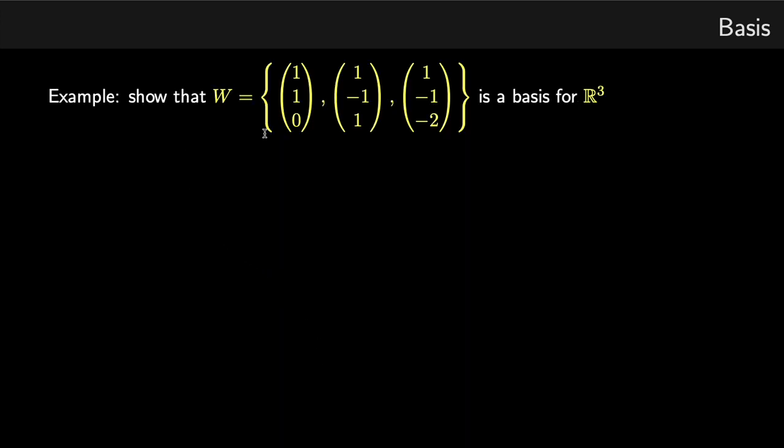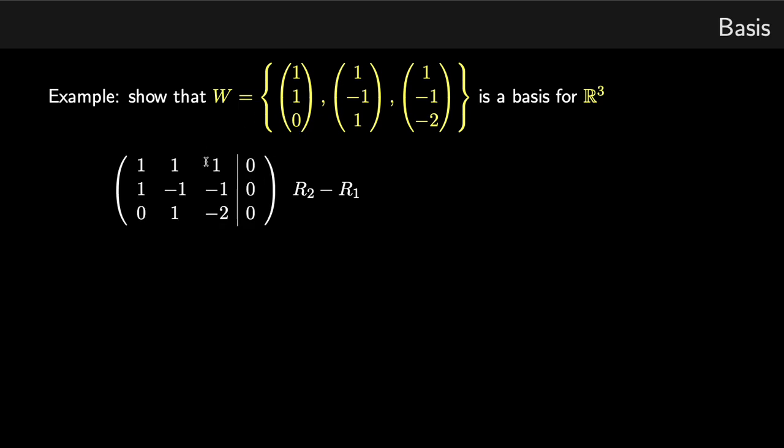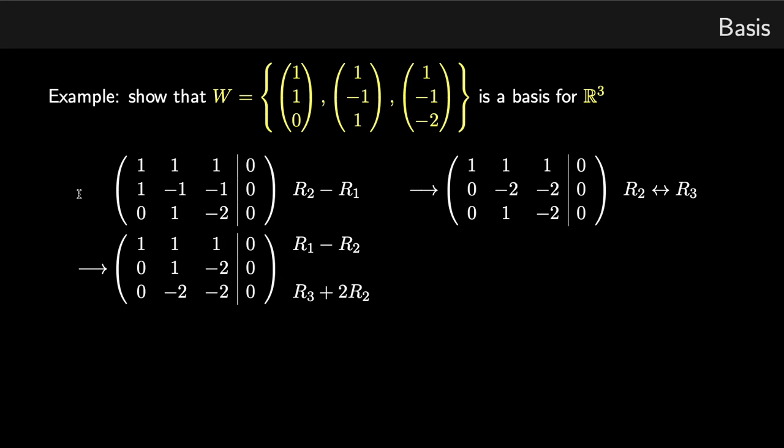Okay, so here's an example. Here we've got a set of vectors W. We need to show that W is a basis for R3. That means we need to show that these three vectors are linearly independent. So we form an augmented matrix where the columns of the matrix to the left of the partition are our vectors in W, and we're going to row reduce to reduced row echelon form using Gauss-Jordan elimination.